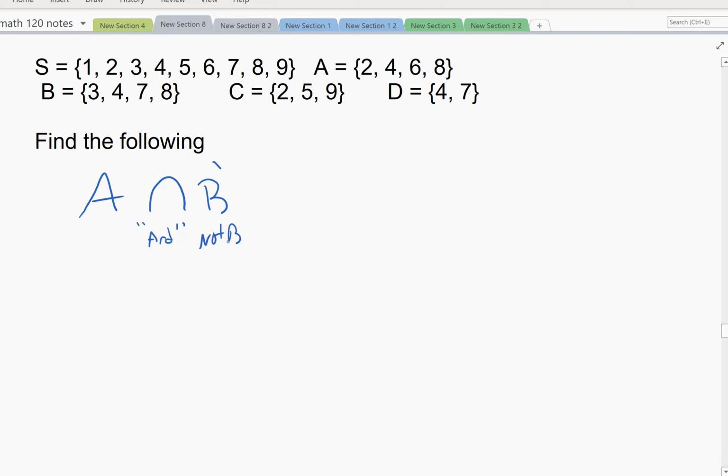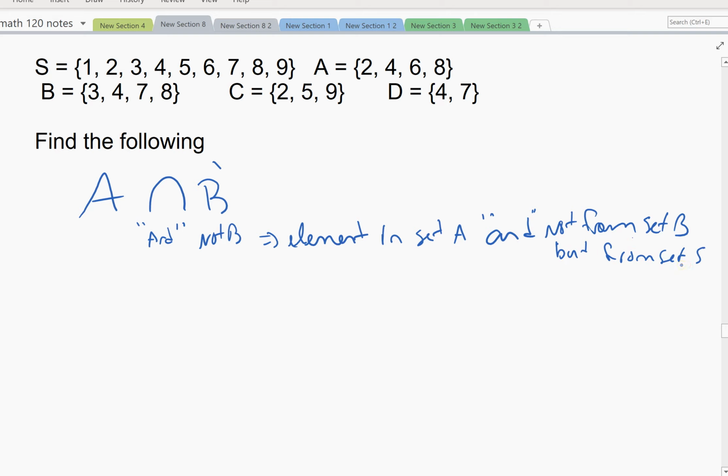Not in B. And so I want the elements in set A and that are not from set B. So what's in common between set A and the elements not in set B? Remember, not in set B, but in the universal set S.